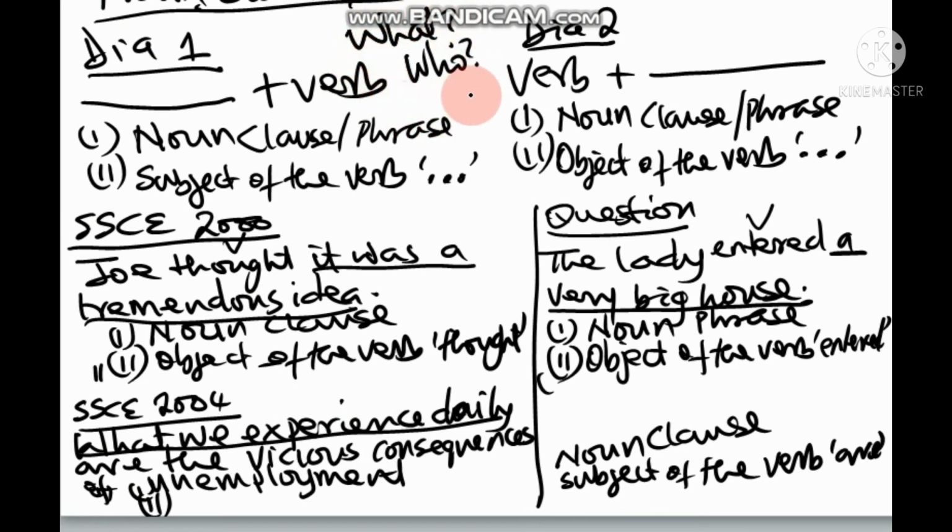So after examining your diagram, if you want to be sure, ask yourself, can that thing answer the question what or who? If it can, then it is what? A noun. I hope that is very well understood.